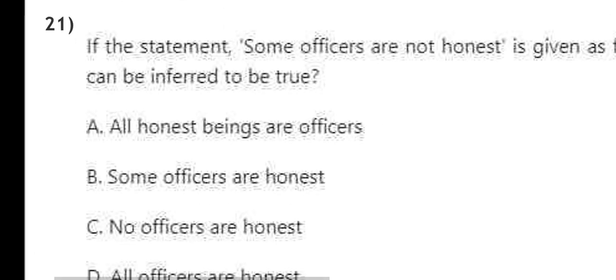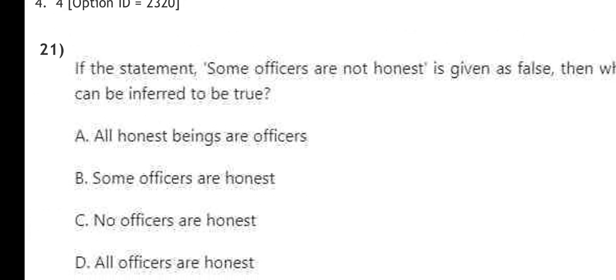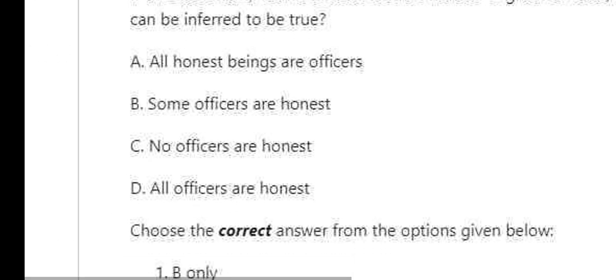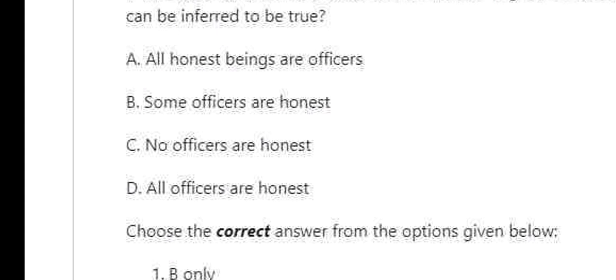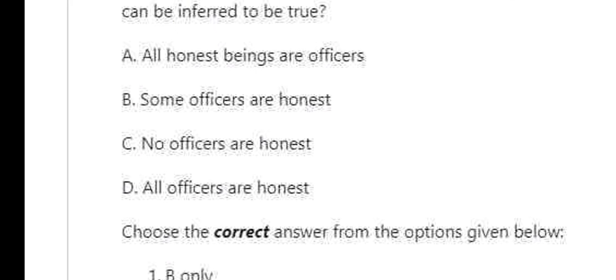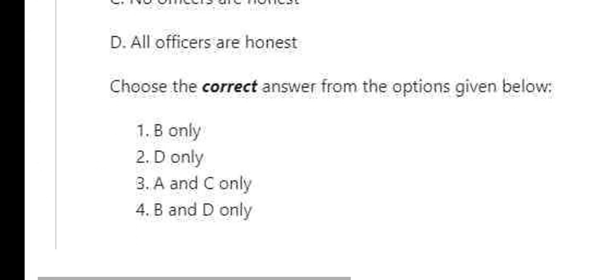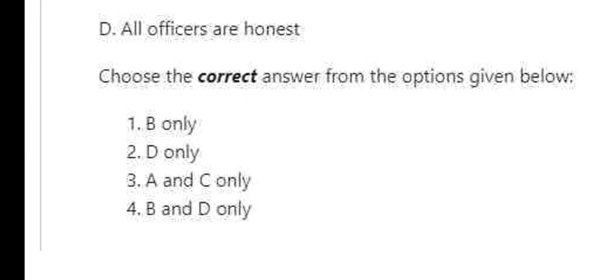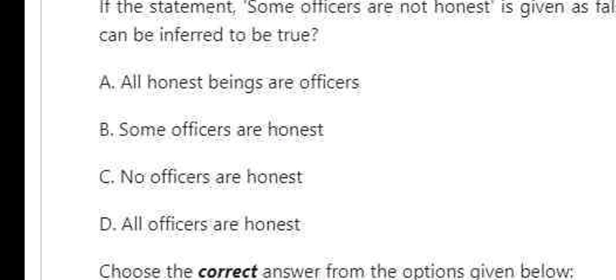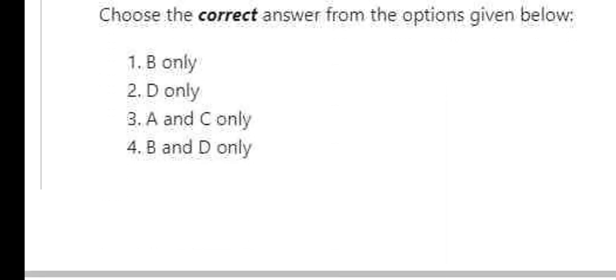Next, if the statement some officers are not honest is given as false, then which of the following statements can be inferred to be true? A, B, C, D. All honest beings are officers. Some officers are honest. No officers are honest. All officers are honest. Choose the correct answer from the options given below. B only, D only, A and C, B and D. So it will be B and D will be correct.